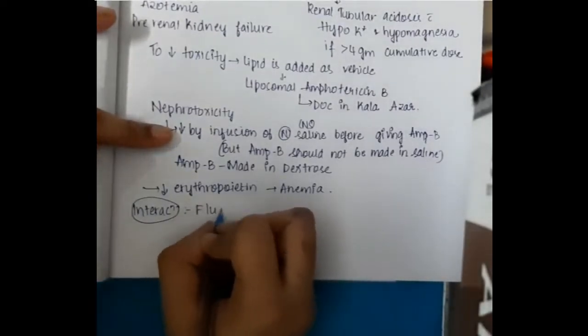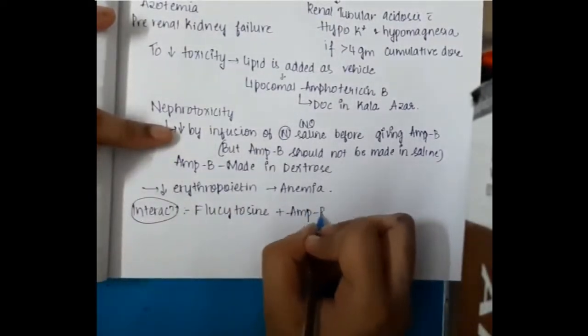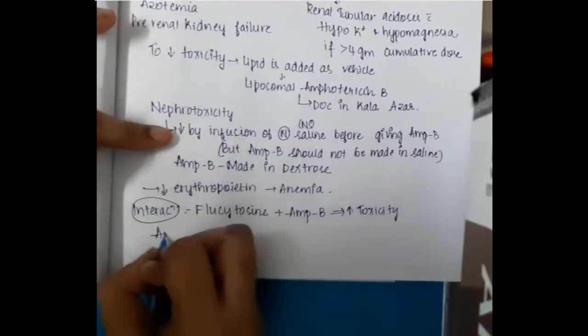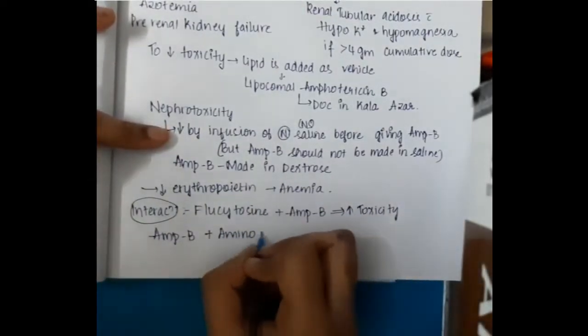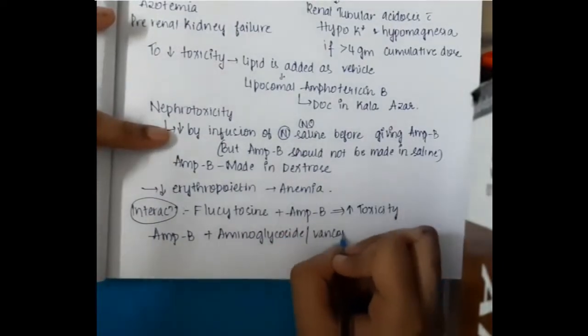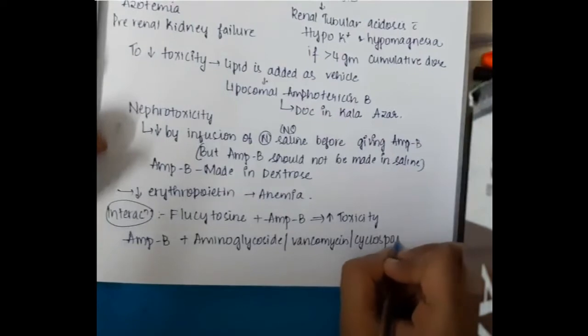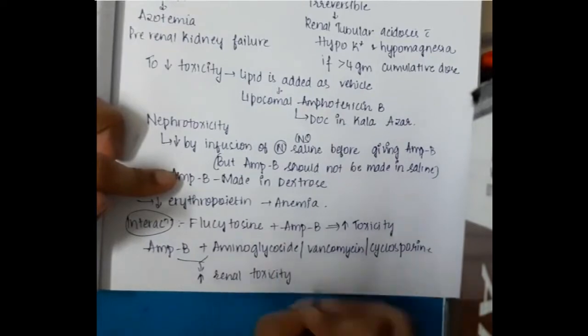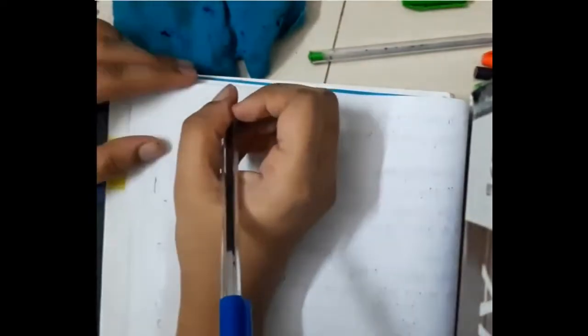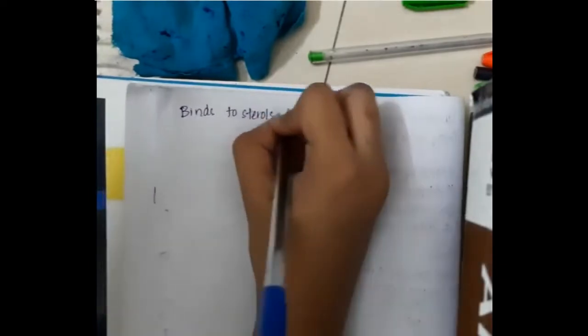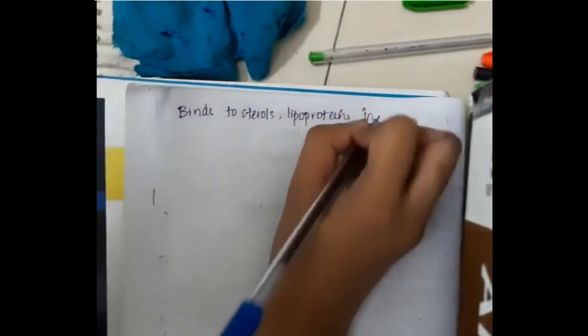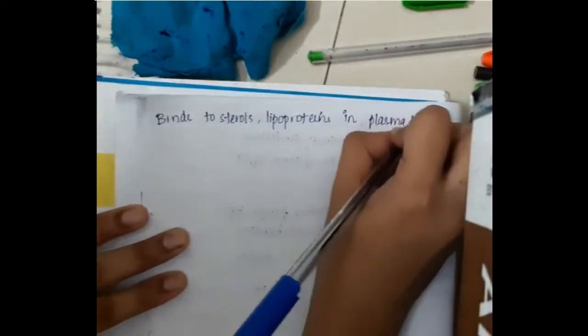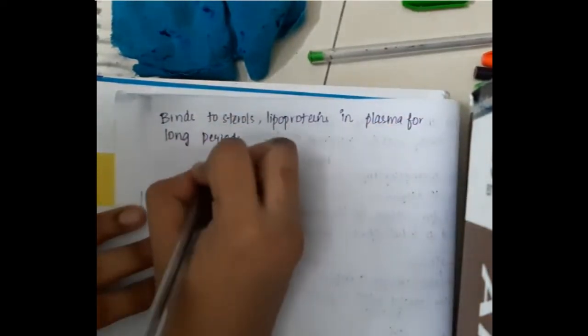Interactions of amphotericin B: flucytosine, if given along with amphotericin B, increases the toxicity of amphotericin B. If amphotericin B is combined with aminoglycosides, vancomycin or cyclosporin, this will increase the renal toxicity. Amphotericin B also binds to sterols and lipoproteins in the plasma for longer amounts of time. So that is one of the important things.